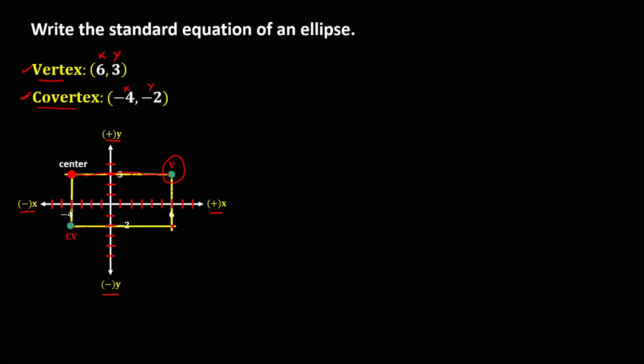Then to find the coordinate for the center, x is negative 4 and y is positive 3. So the coordinate is negative 4 and positive 3. So we now have the values for h and k. So h is negative 4 and k is positive 3.